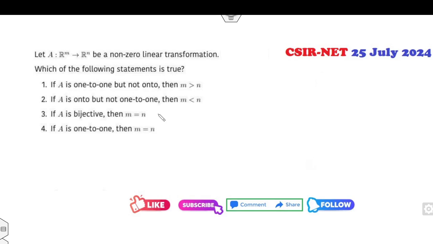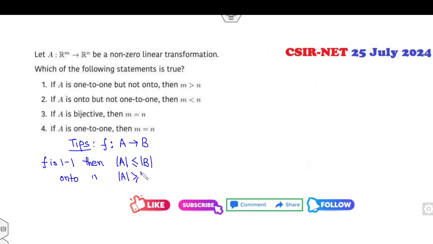Second question. If A is a non-zero linear transformation, which of the following is 1-1, onto, and so on? What is the shortcut trick? As I mentioned in my previous lectures, if F is a mapping from A to B, then if F is 1-1, the cardinality of A must be less than or equal to the cardinality of B. If F is onto, then the cardinality of A must be greater than or equal to the cardinality of B. If F is bijective, then the cardinality of A is equal to the cardinality of B. And make sure, students, the converse may not be true.